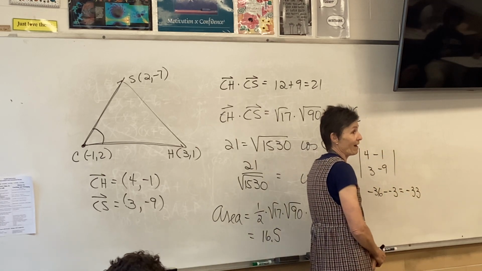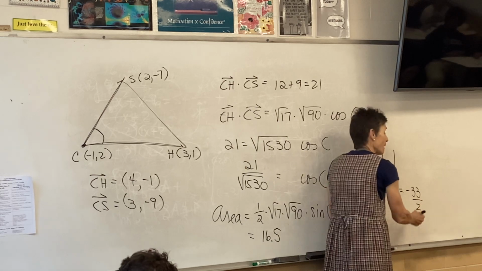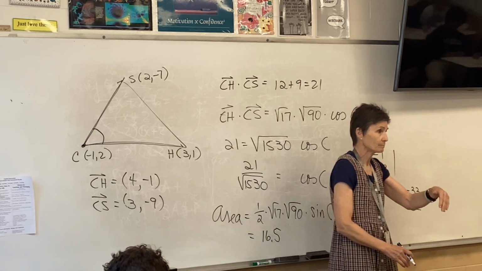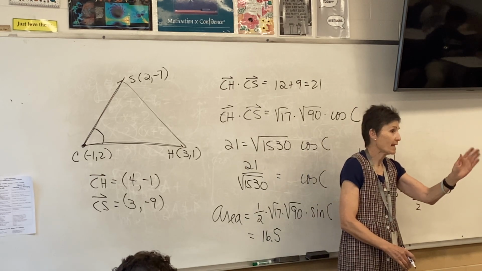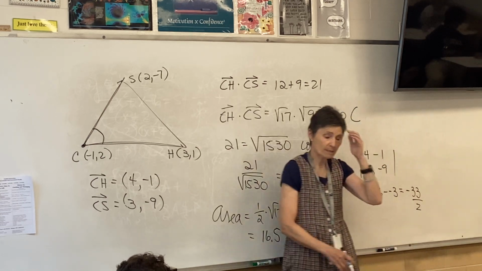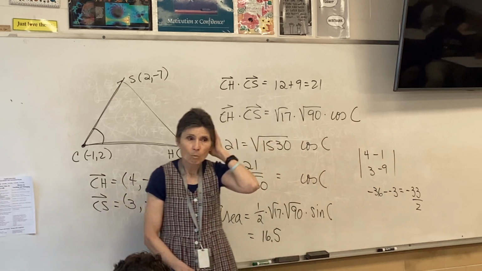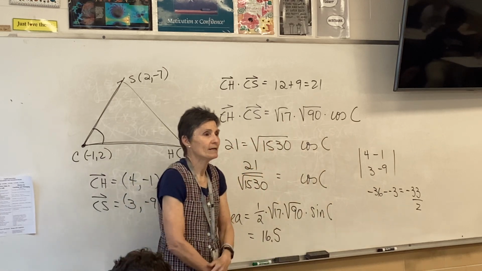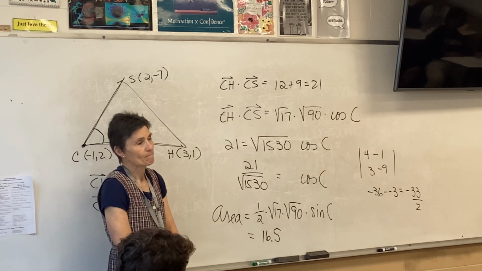I want you to divide that by 2, because anytime I'm doing area, it's half. Half base times height, half side, side, semi-perimeter, it's always half. What's 33 divided by 2? Whoa, whoa, whoa, there is your area.